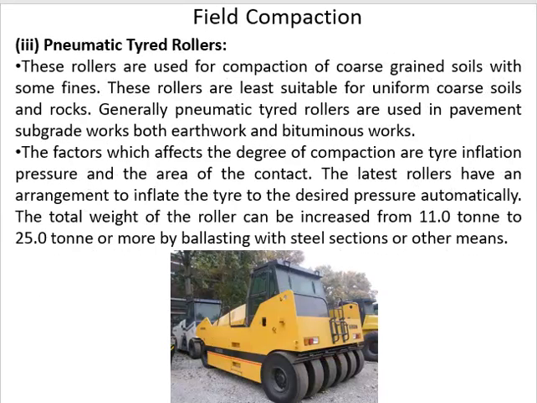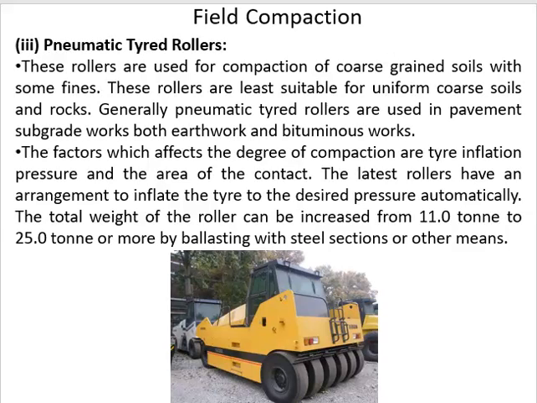Then the third one is pneumatic tired rollers. This kind of rollers are used in earthwork and bituminous works. The front axle may have 4 smooth wheels, whereas there can be 5 wheels on the rear axle. These wheels in a row give uniform pressure throughout the width with the leading action. Generally, 8 passes are sufficient to achieve the maximum density.